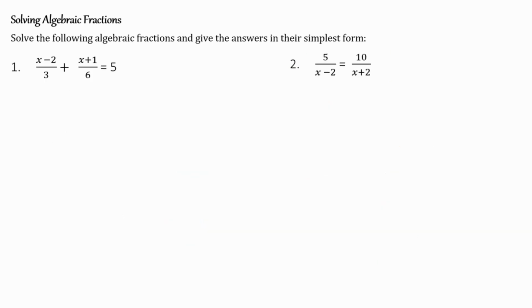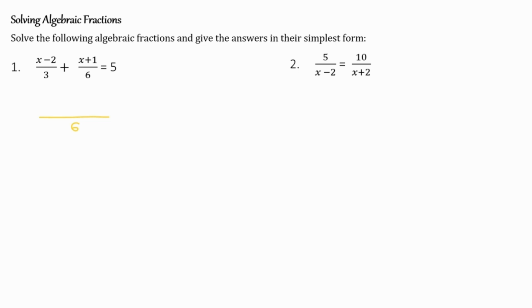For number 1, we have (x minus 2) over 3 plus (x plus 1) over 6 is equal to 5. So as we can see, on the left-hand side, we have two fractions that we need to add and write as a single fraction. So we've got 3 in one denominator and 6 in the other, and the lowest common denominator of 3 and 6 would be 6.